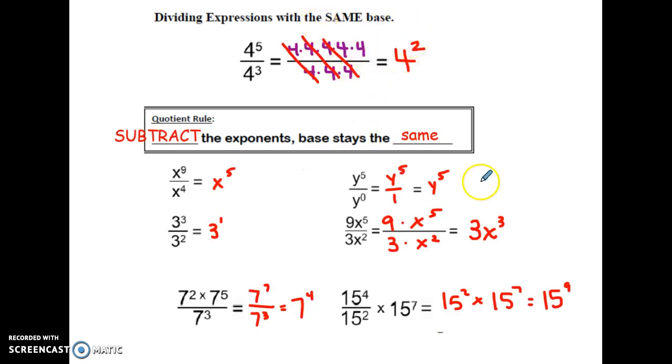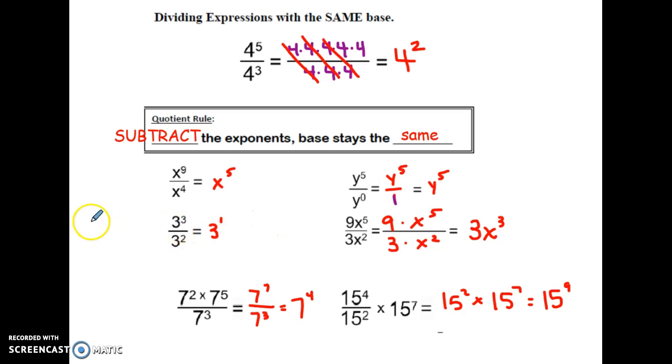Okay, so if you're following along, we did this one together, and over here we need to remember that y to the 0 power has a value of 1. So anything divided by 1 is just that thing we started with. So we don't have to write out the factors of y to the 5th if we don't want. It's going to be simply y to the 5th when we're done.